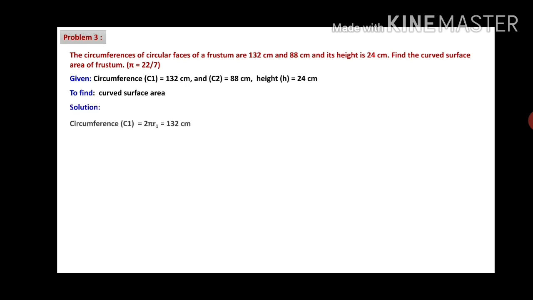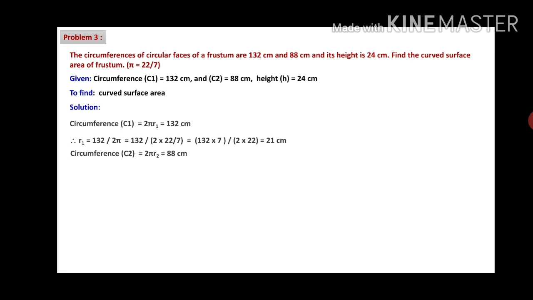Solution: circumference C1 is equal to 2 pi R1, which is equal to 132 centimeter. Therefore, R1 is equal to 132 upon 2 pi, which will be equal to 132 upon 2 into 22 upon 7. 7 goes at the numerator. Therefore, you will get 132 into 7 upon 2 into 22, which will be 21 centimeter.